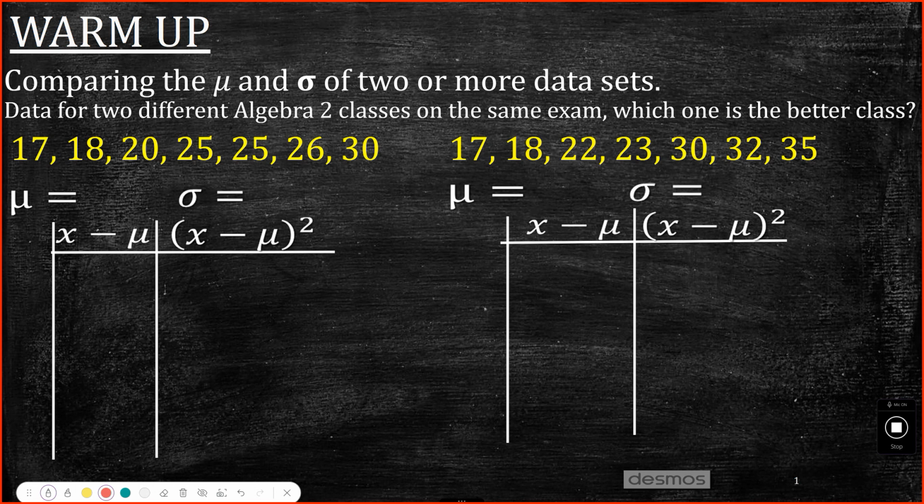So the mean, how do you find the mean for the first class? What do we do to find the mean, to find the average? You add all of them together. Add up all the numbers divided by how many numbers there are. Get your calculators, go ahead and do that. What is 17 plus 18 plus 20 plus 25 plus 25 plus 26 plus 30 divided by 7?